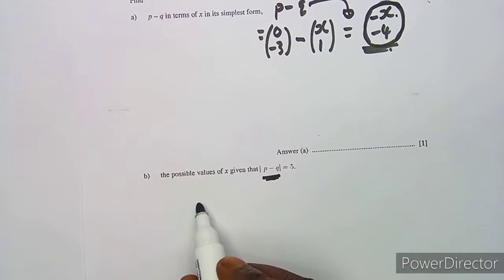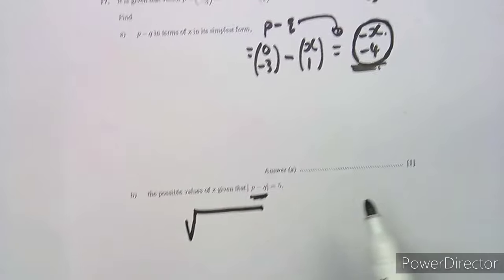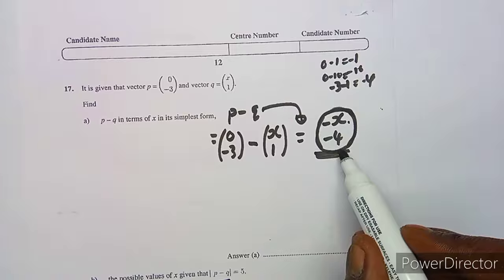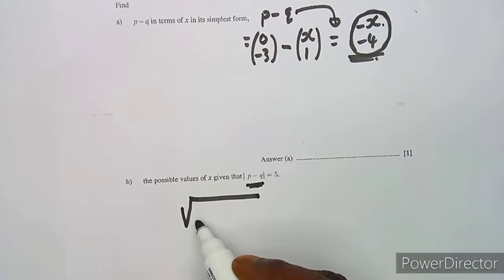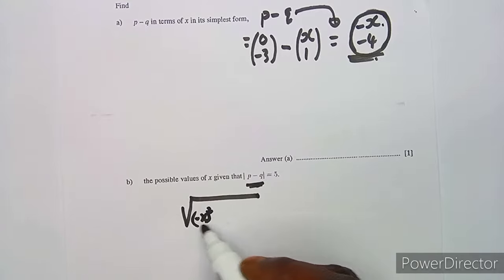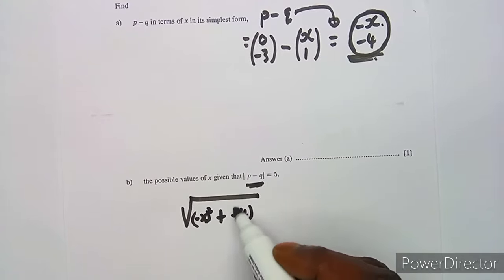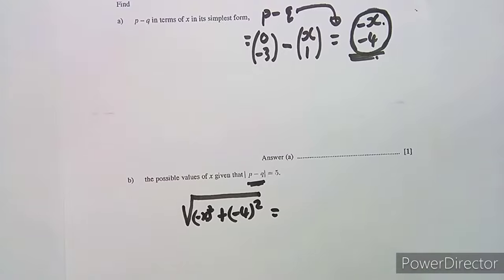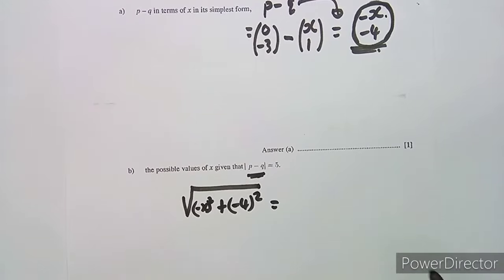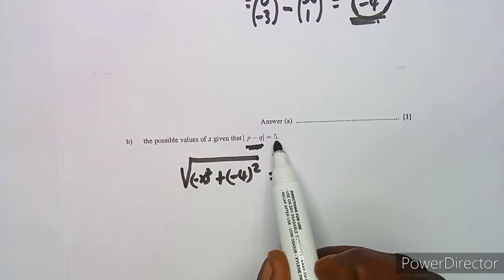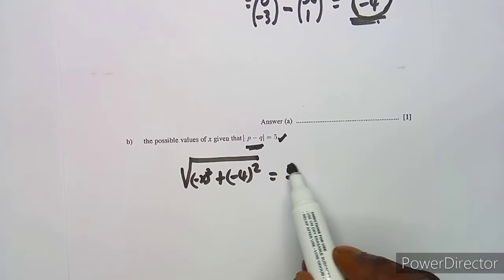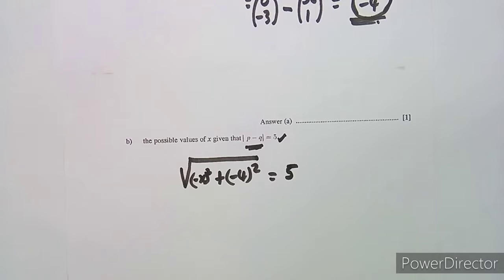We obtained this as a single vector. So what we are going to simply do is to find its modulus in terms of x. And we know that for the modulus, you square x and you square y. So it's going to be the square root of minus x squared plus minus 4 squared, which is equal to this modulus of p minus q. We are already given that it is equal to 5. So by doing this, we have formulated an equation where we have to solve for x.